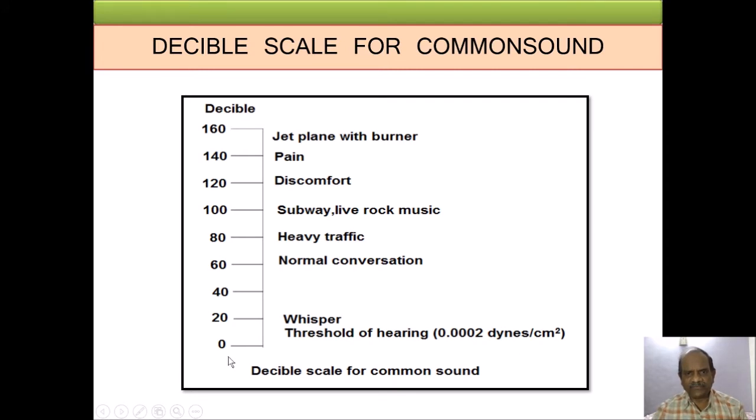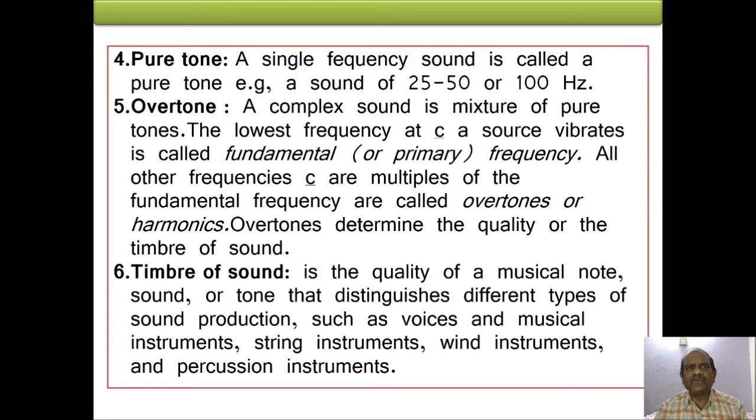One important thing, just give a look. Our whisper, you will find that its decibel scale is approximately 20 decibels, and for a jet plane with burner, it is 160 decibels. These are the inaudible sounds, and these are all audible sounds, 20 to 60, up to a certain level, 80 decibels, we can hear comfortably. However, I consider even this 80 decibel as an unaudible sound. It is not a pleasurable sound, in short.